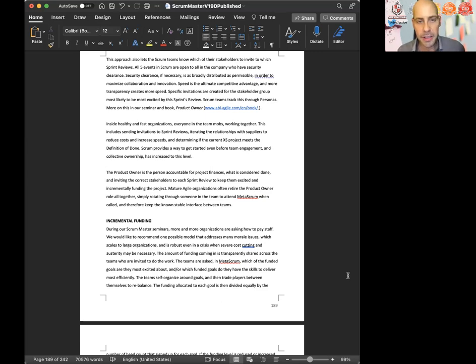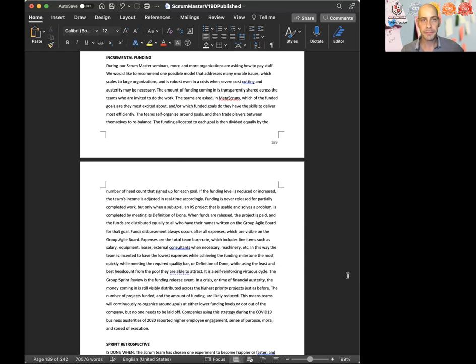The product owner is the person accountable for project finances, what is considered done, and providing the correct stakeholders to, and inviting the correct stakeholders to, each sprint review to keep them excited and incrementally funding the project. Mature Agile organizations often retire the product owner role altogether, simply rotating through someone in the team to attend Metascrum when called, and therefore keep the known stable interface between teams.